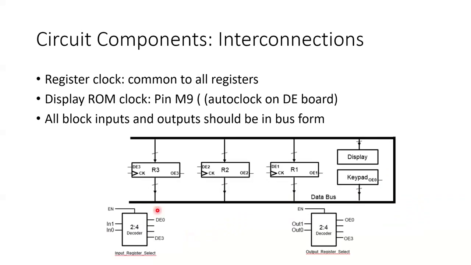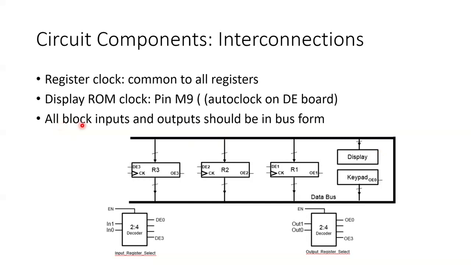Okay, so now this is how the interconnections of all these components will look like. There will be a register clock which is common to all the registers. You can see that here. The wiring is not done because otherwise it would have looked very clumsy. But imagine that this clock is common to each register. Now there is also another clock, which is the display round clock. We will assign that to pin M9 like we did in lab 8. That is an auto clock on the DE board, so you don't have to control that clock, and the display will automatically refresh itself.